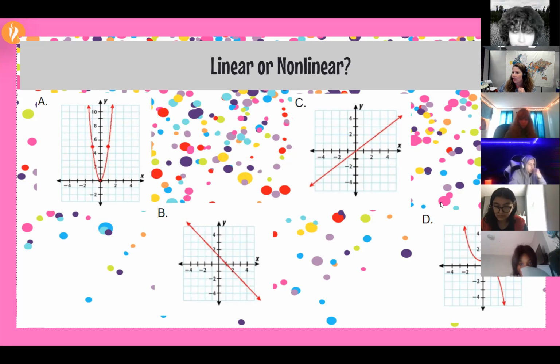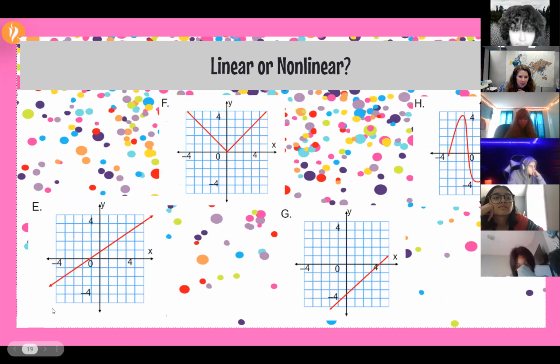And who have I not called on today? Evan. Evan, letter D. Is letter D linear or non-linear? Yes, Evan messaged me. He said non-linear. All right, I think you guys got it. Good job. All right. How about this one? Letter E. Aiden. Letter E. Is this linear or non-linear? Aiden said this is linear. I agree. That's exactly right.